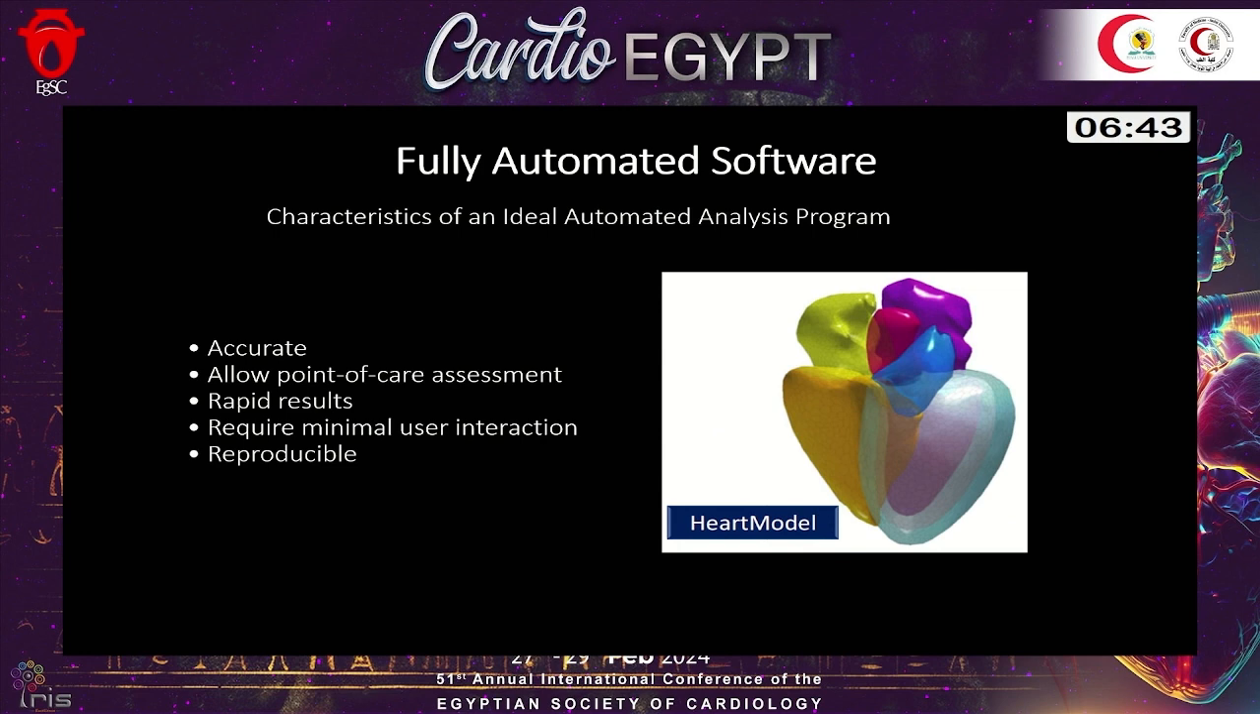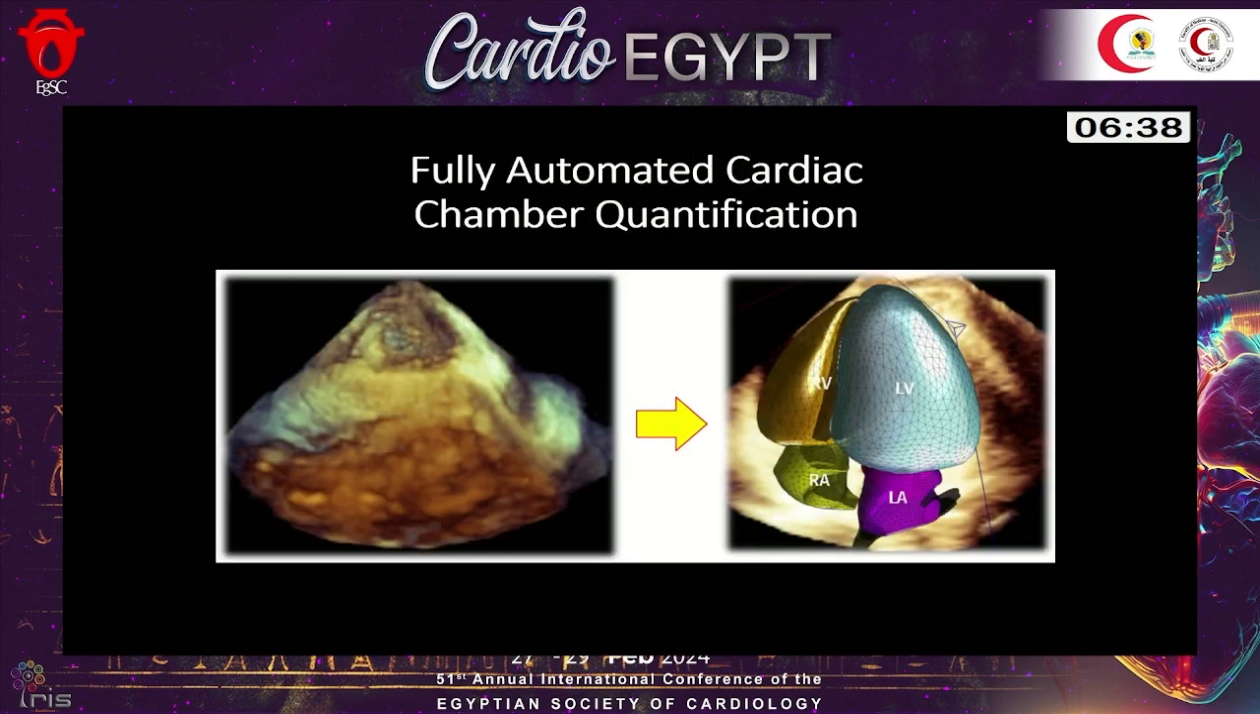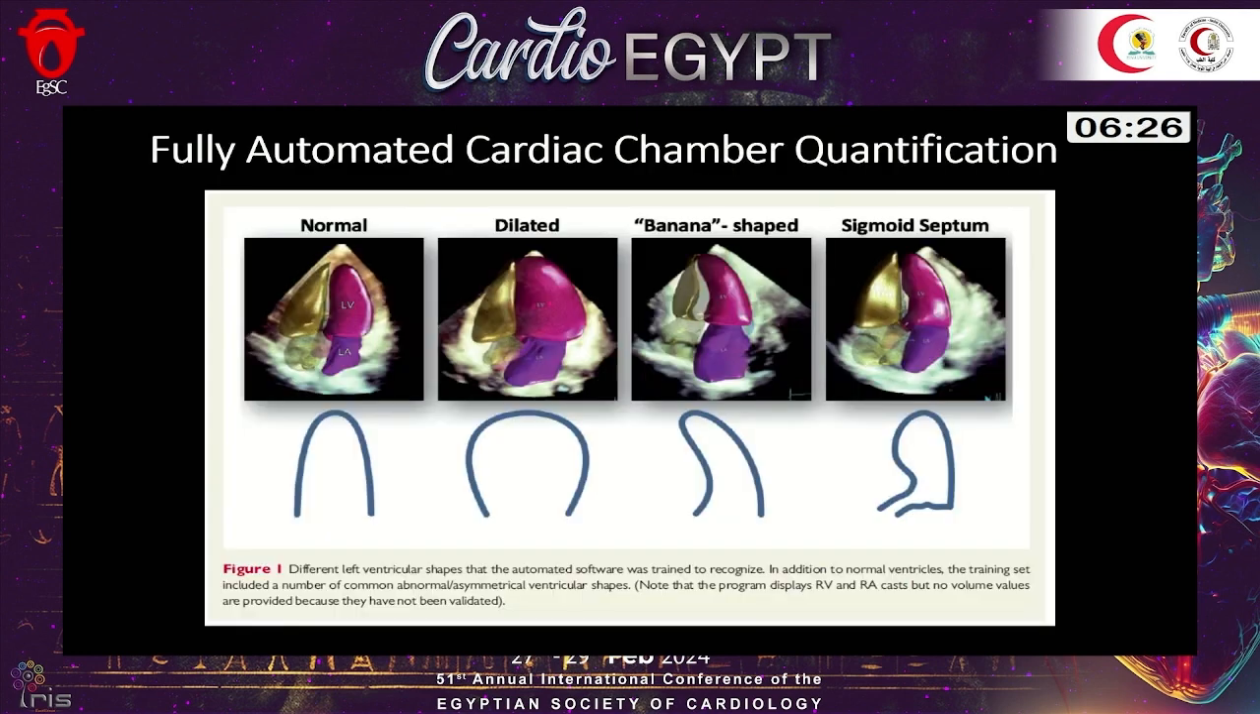So we know it is accurate from before, and now it is fast and rapid and even quicker than the 2D. Just one click to acquire the 3D volume, and then one click for the analysis, you will get the tracing for all the 4 chambers in the heart. So it is really a shorter time than the 2D assessment.